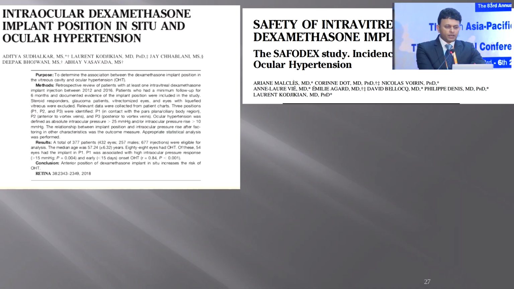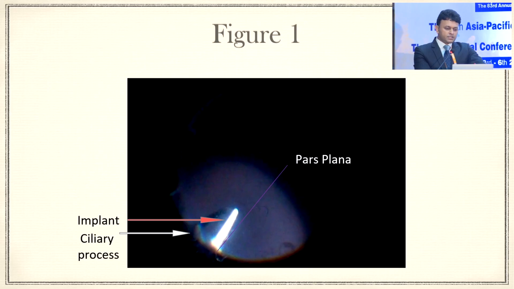So again, some articles on the safety of the implant. Overall, it's a very safe procedure, and especially post-cataract, we have rarely, if ever, noted any IOP spikes. This is just from our article, and this patient received the implant. He had a uveitic cataract, and he got the implant prior to cataract surgery. As you can see, this is flush with the pars plana.